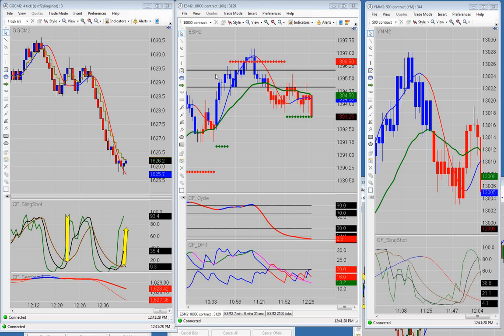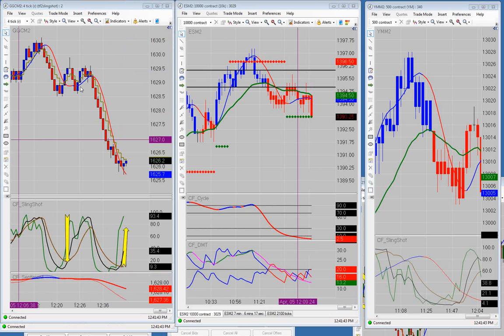Alright. And now you can see the ES is moving down, like we had anticipated. So what have I done so far? I've done the Russell, the ES, the YM. Now I'm going to do gold.